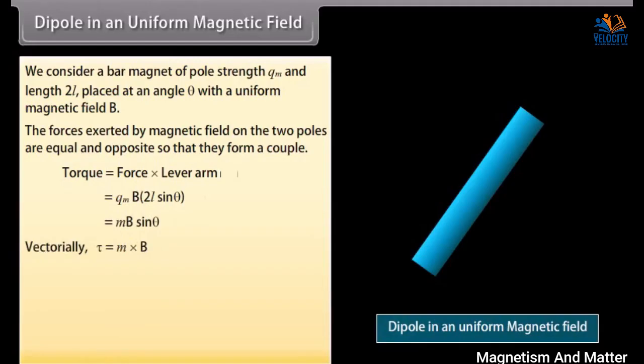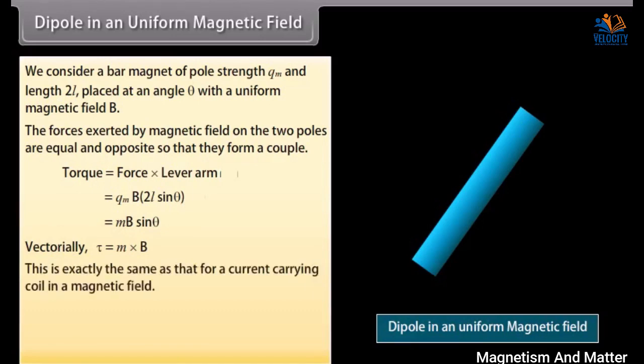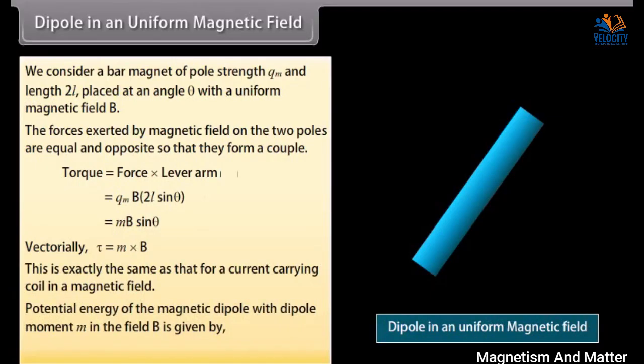Vectorially, it is represented as τ = m × B. This is exactly the same as that of a current-carrying coil in a magnetic field. Potential energy of the magnetic dipole with dipole moment m in the field B is given by U = −m · B.